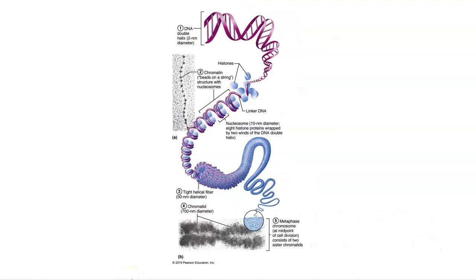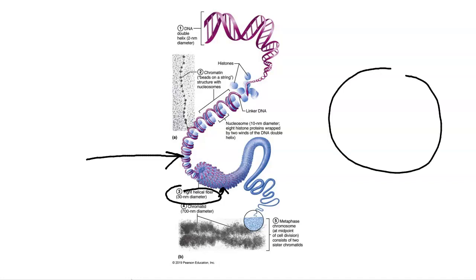On top of that, what they're showing us here is that this bead on a string type of arrangement actually starts to coil a bit, and this is what people refer to as chromatin. And so when we look in the nucleus of a non-dividing cell, instead of seeing these tight X-like structures known as chromosomes, instead, it looks very thread-like and random, and that's the relaxed form of DNA.